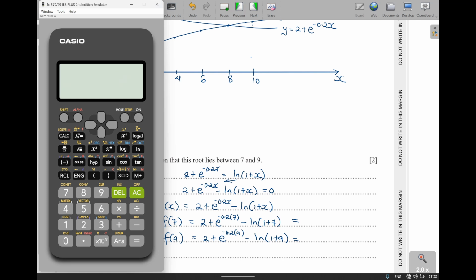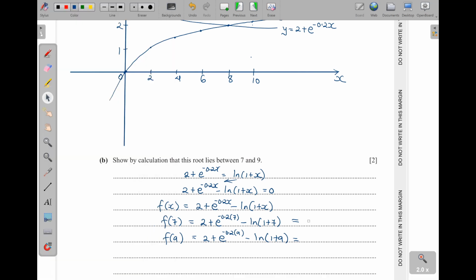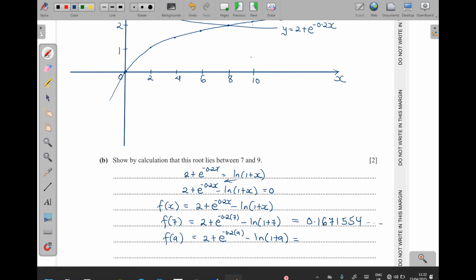Let me just go back to the normal one. 2 plus e to the power of negative 0.2 times 7, then minus natural log of 1 plus 7. So this one gives us 0.1671, and the rest of the other figures.